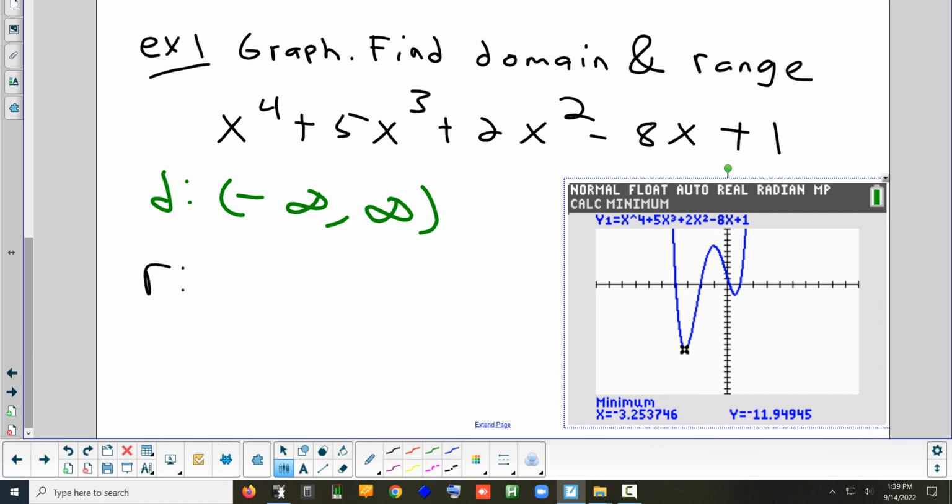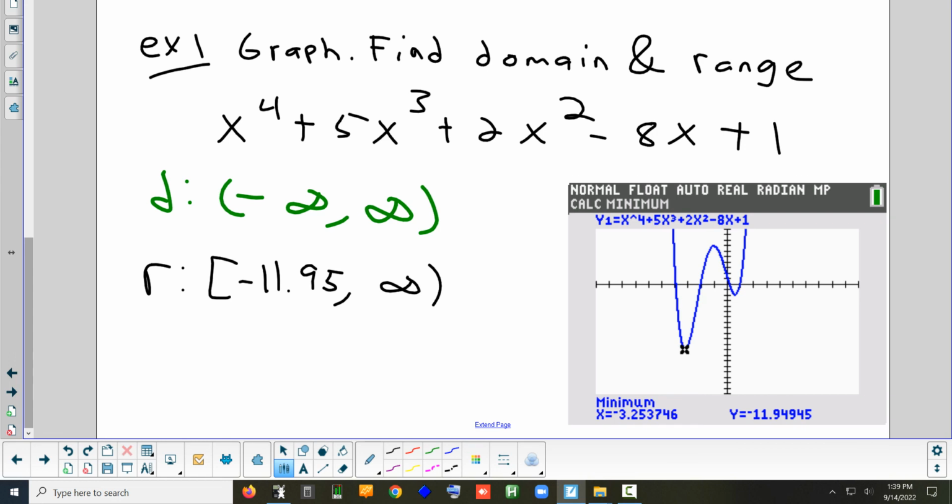So the range is from negative 11.95. And how high is it going to go? Yeah, go ahead. It's going to go to infinity. It's just going to keep going up forever. Infinity is always a part of the range of a polynomial somewhere. Sometimes they're both infinities, sometimes it's just one of them. But it's always in there.